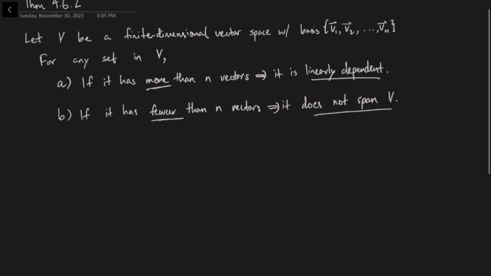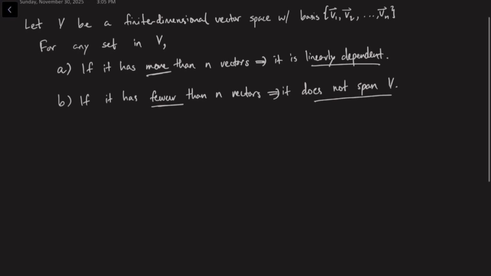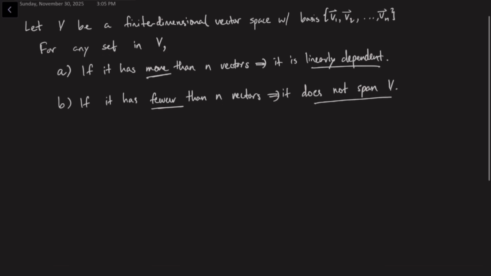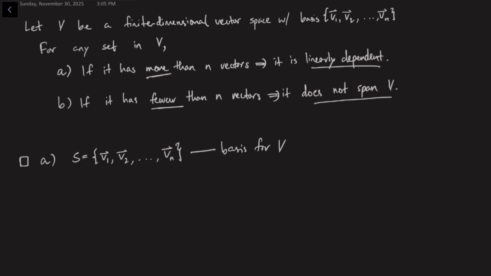Okay, how do we prove this? Let's start with the proof for part A. To prove part A, we have a basis for V, which is v1, v2, up to vn. And this is a basis for V.